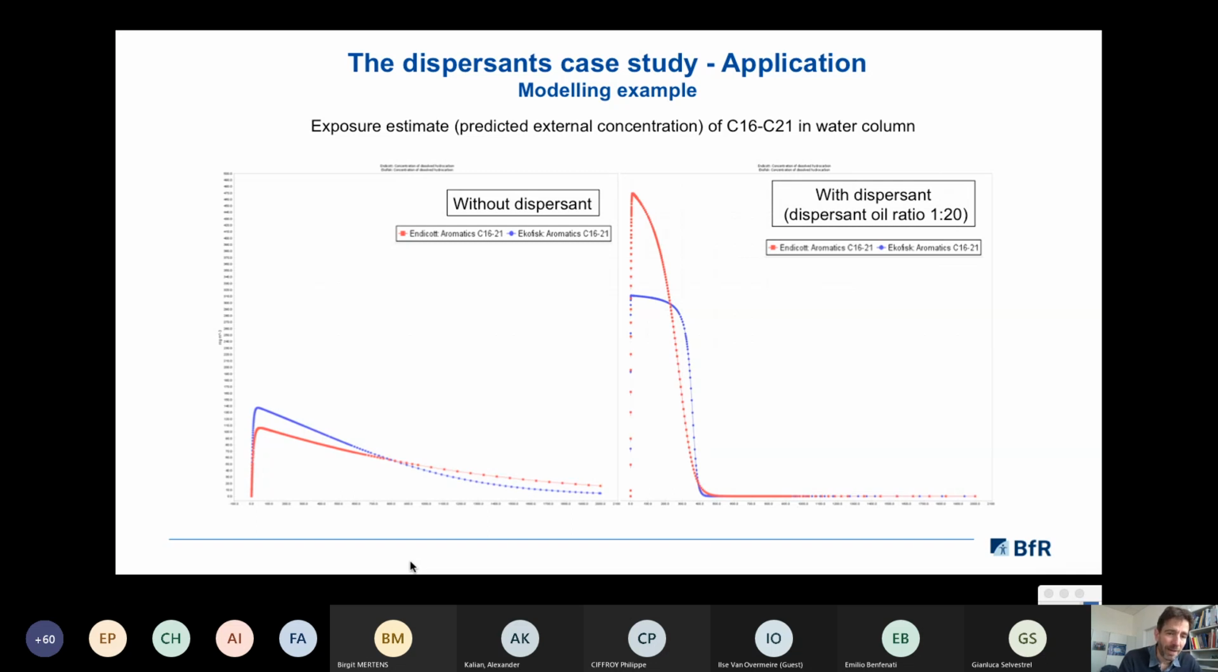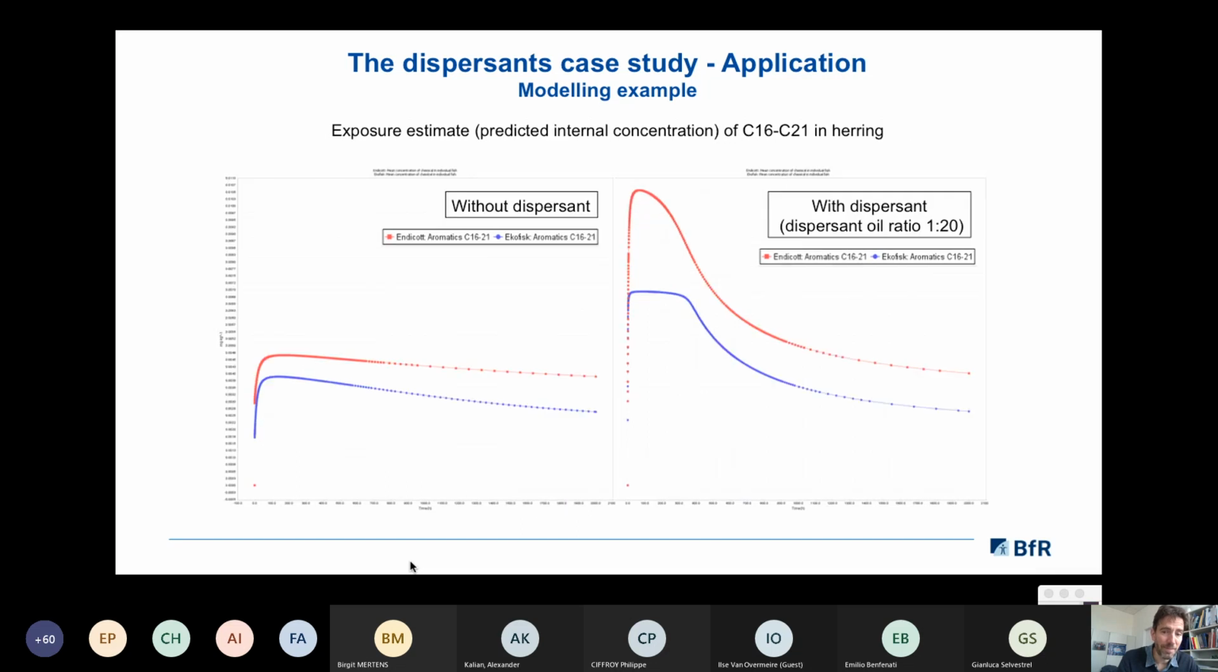And on the left-hand side, you see what concentration would be expected in the water column below the surface slick in case of no dispersion. And on the right-hand side, you have the case of a dispersion where the dispersant to oil ratio is 1 to 20. So you add a lot of dispersant to the oil slick. And what you can see is that you enhance the concentration of the oil in the water by about a factor of 2 to 3, maybe in this case. So this is the concentration in the water phase.